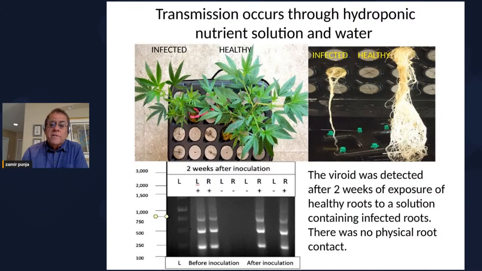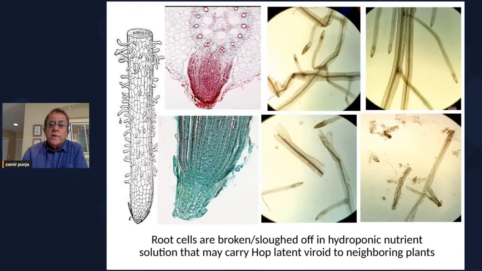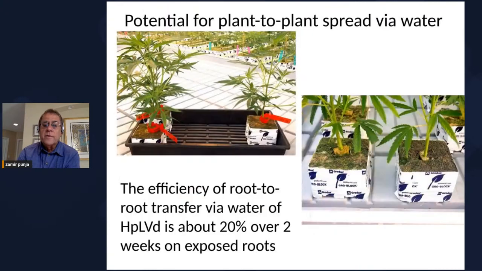So there is likelihood that under production systems like this, you can have movement of the viroid. And the way we think it moves is pretty much root cells that are sloughed off. As the roots grow, they slough off their cells. And these are some examples of photos that show these broken off root cells or root tips and root caps and so on. It's quite likely that the viroid is present in these cells and is then being moved in the water from one area to another.